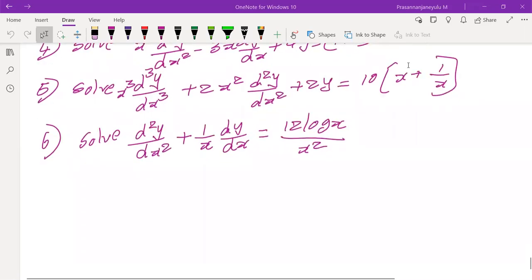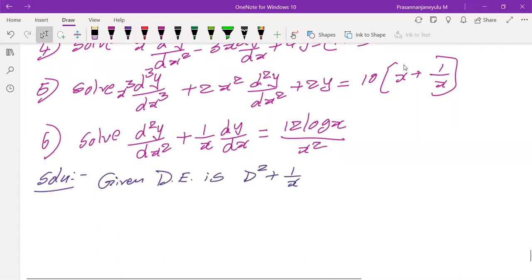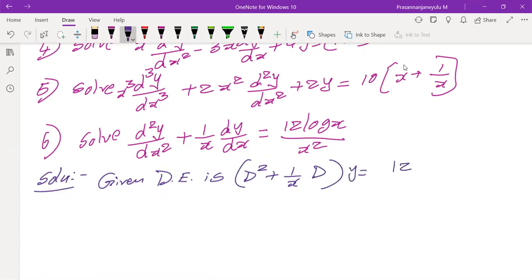But when it comes to the sixth problem, I am going to explain how to solve this sixth problem. Here, do we have d square coefficient as x square? No. Is the d coefficient x power 1? No. Because of that reason, I'm explaining this problem. Solution of the sixth one: the given DE is d square plus 1 by x d of y equals 12 log of log x by x square.